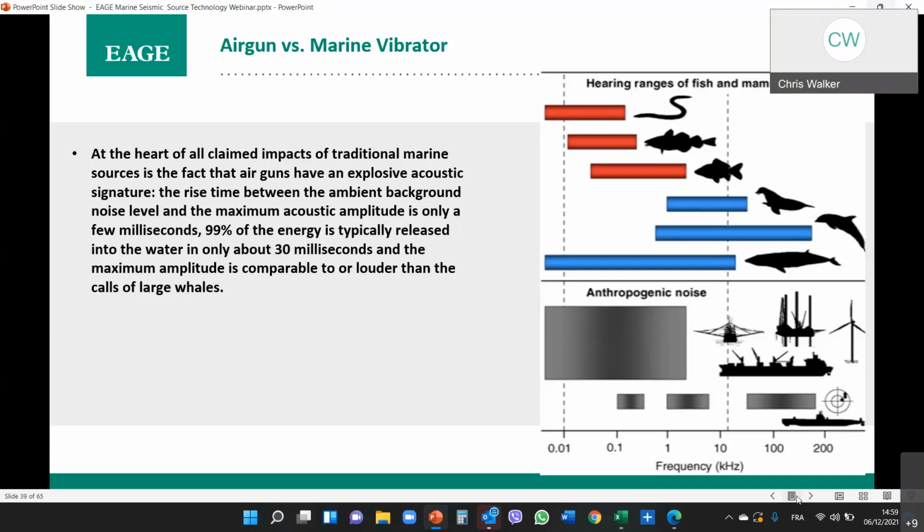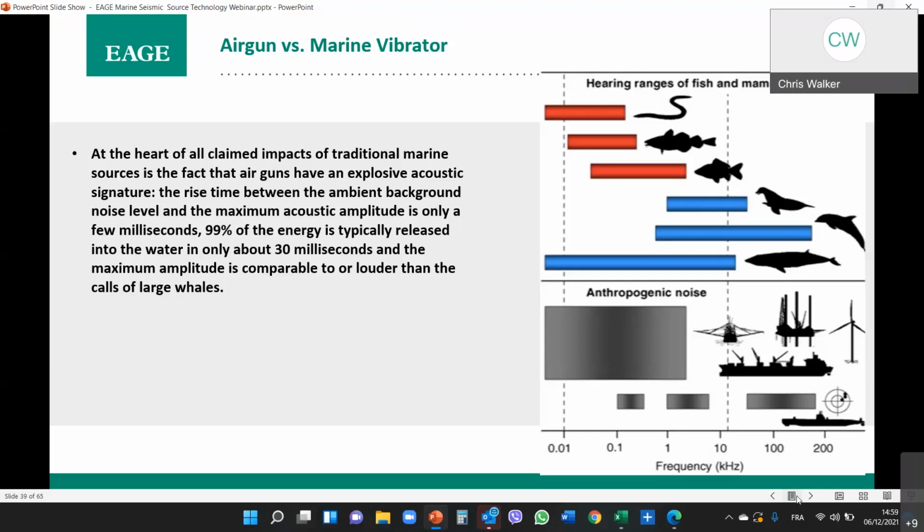But I think the message that Tim wanted to get across in his slides, and I would reinforce it, is that you have potentially both geophysical data quality and operational improvements that will come from marine vibrators that you won't get with airguns. So in addition to having a more environmentally friendly source, you can actually get better data quality and improved operational efficiency. So it's like a win-win-win.